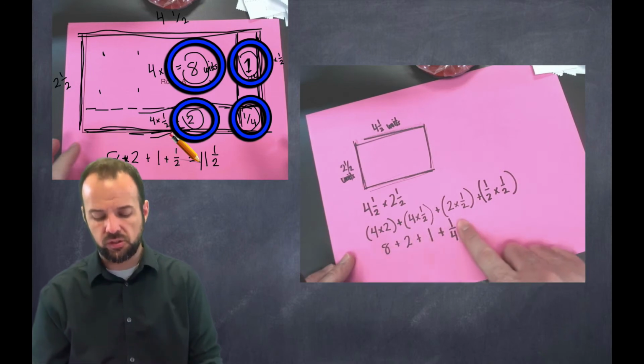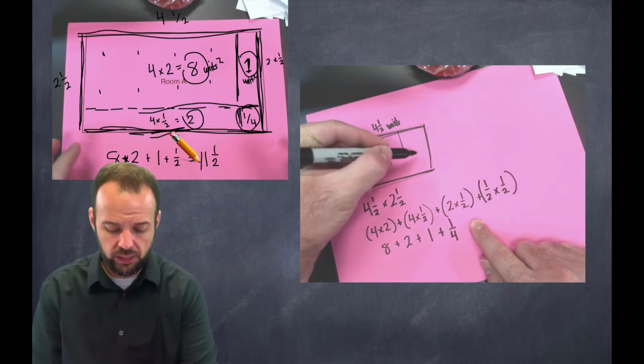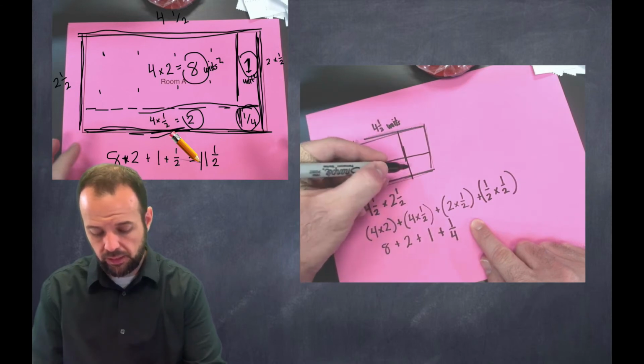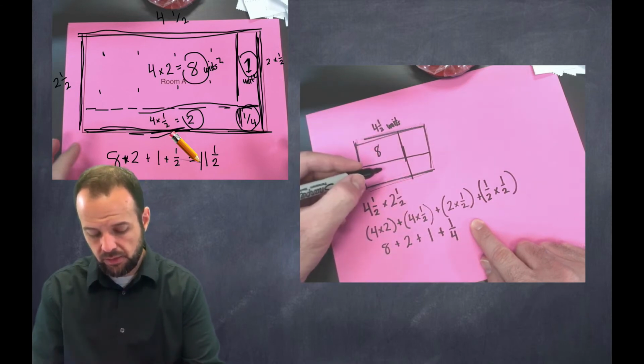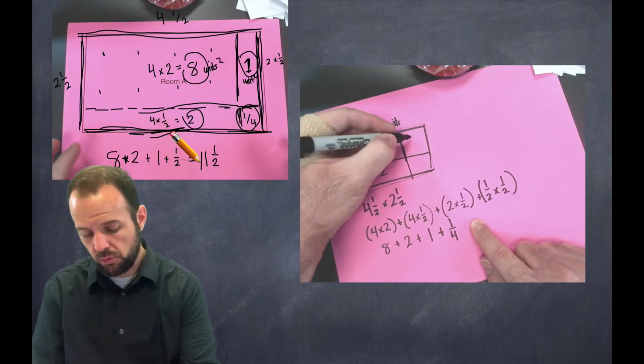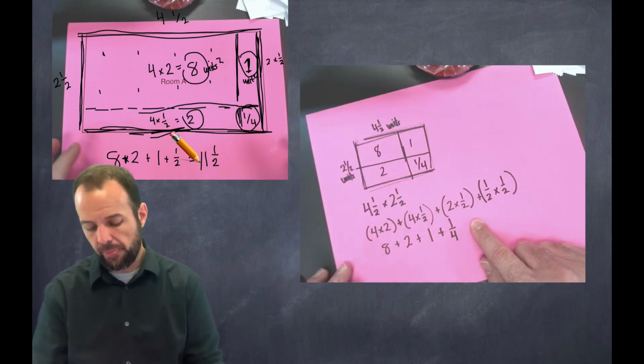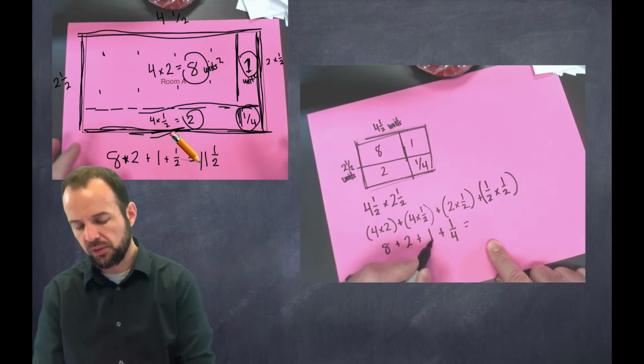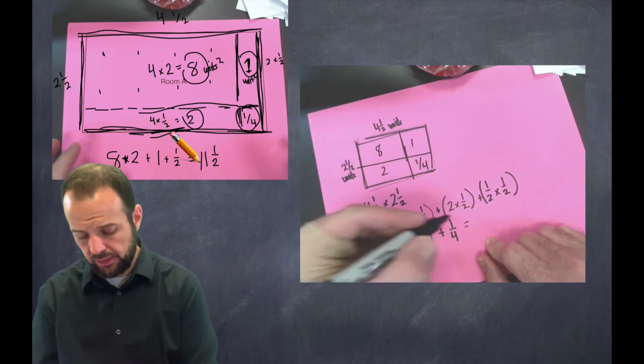It's the same thing. This is just writing it out. Remember, we had those shapes like this, right? And this worked out to be 8. This worked out to be 2, 1, and 1/4. Okay? So we add all those together. We're going to get 8 plus 2 is 10, plus 1 more is 11, plus the 1/4 is 11 1/4.